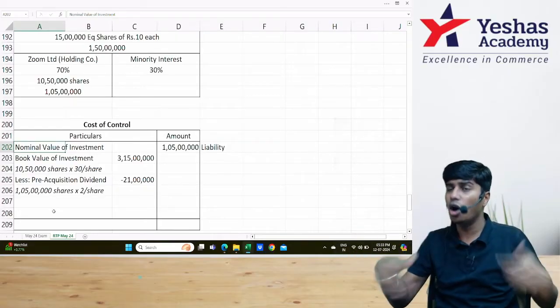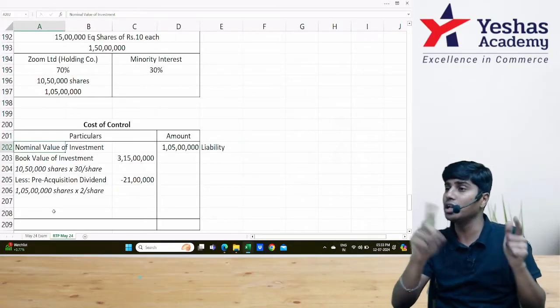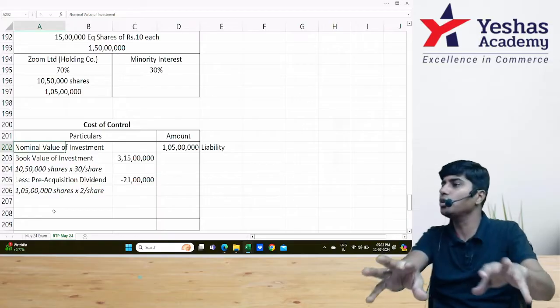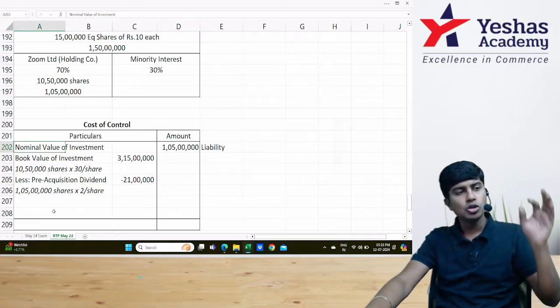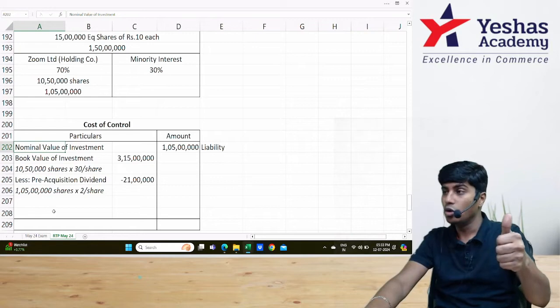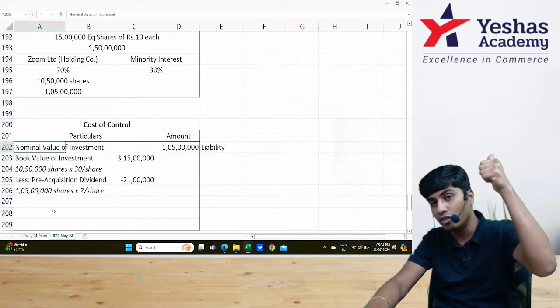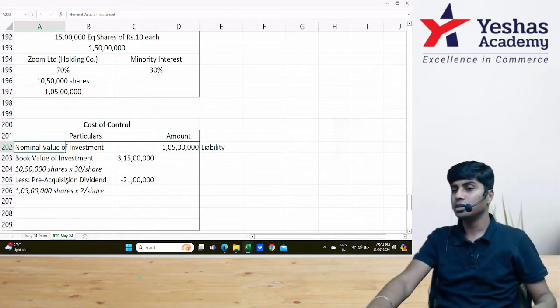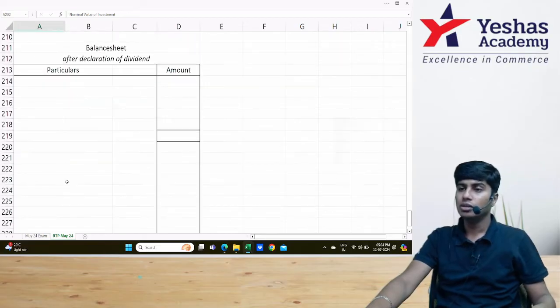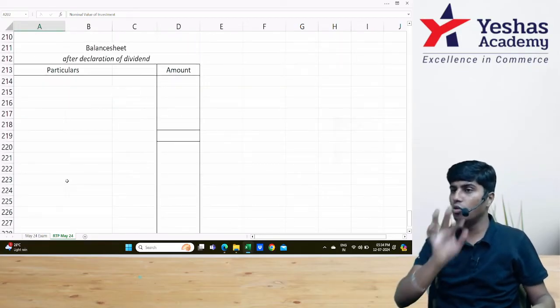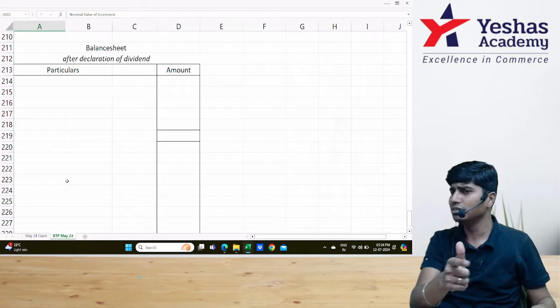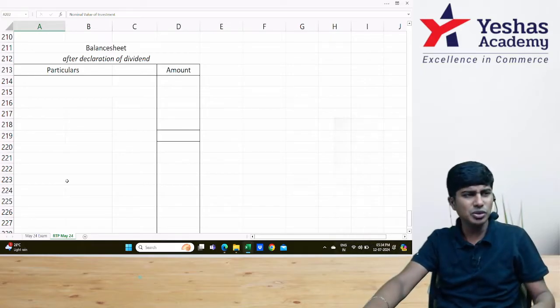But don't worry, the answer is the same at the end. And cost of control, how to compute goodwill or capital reserve, is told in AS 21. It doesn't give the format using which you should compute goodwill or capital reserve. So what they have done in the material is correct. What we have done or what we will do will also be absolutely correct. Shall we prepare a balance sheet now? This is after declaration of dividend. And what is the objective of preparing this balance sheet? Determining reserves. Shall we do this?